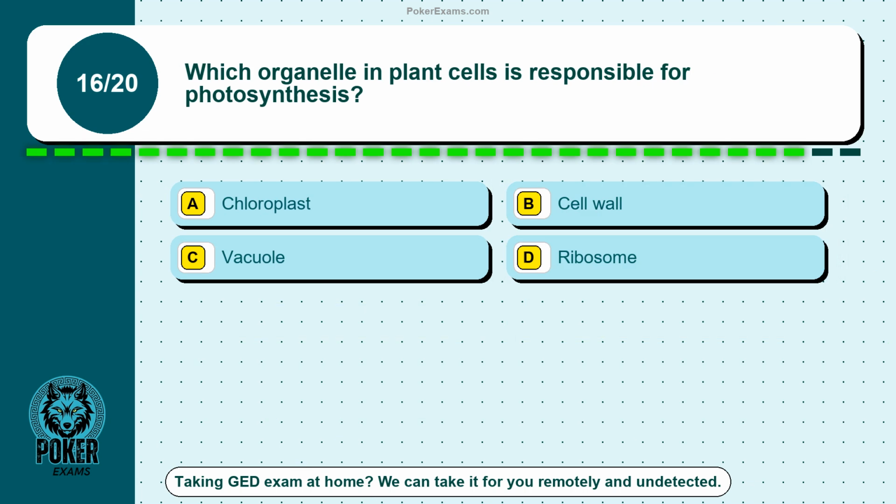Question 16. Which organelle in plant cells is responsible for photosynthesis? Option A. Chloroplast. Option B. Cell wall. Option C. Vacuole. Option D. Ribosome.